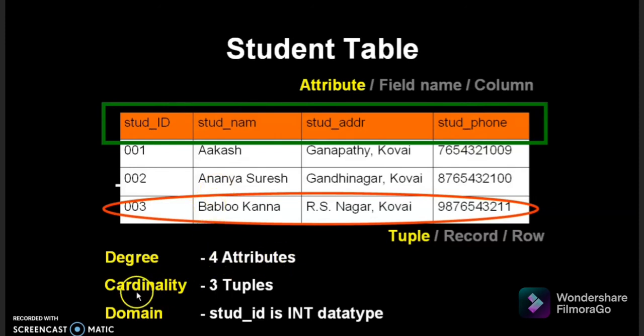Next we can see what is cardinality. Cardinality means the number of records. So 1, 2 and 3. Here we have 3 rows, 3 records. So it is called 3 tuples, or we can say 3 rows.